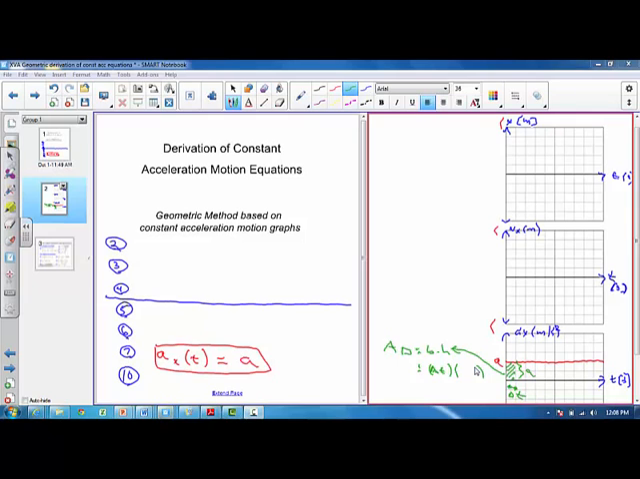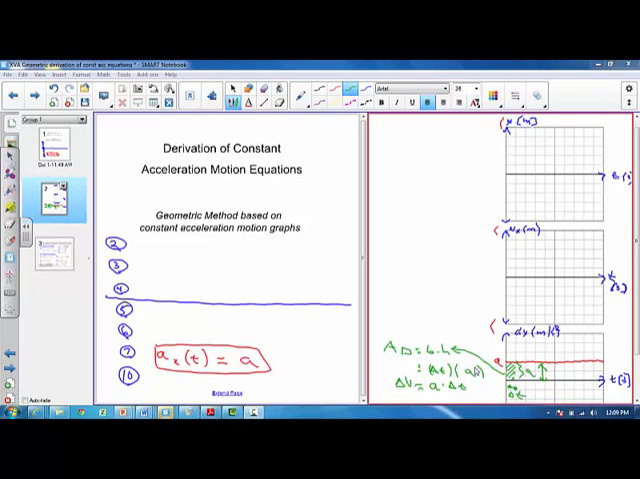So delta t times the height of that graph. The height of all these rectangles is from the t-axis up to the a line, and it's a constant value. So our area, it turns out, is delta t times a, and of course we know that our area represents our change in velocity. So our change in velocity must equal a times delta t.